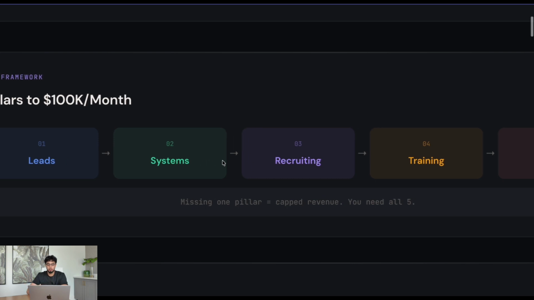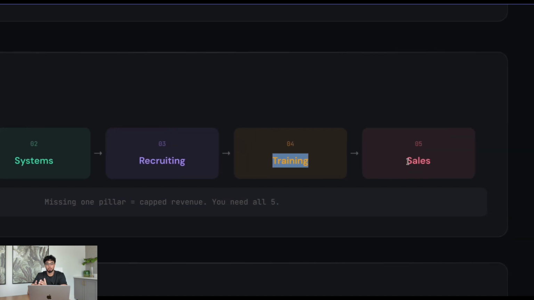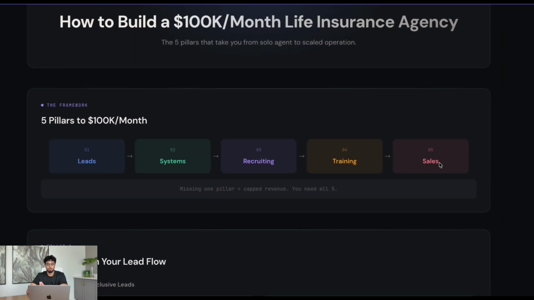We're gonna go into recruiting, how to actually get your first downline, how to recruit and build a team under you, and how to actually manage them with training, how to actually train your team, how to make sure they're as good as you at closing, so you can effectively scale to $100,000 a month. And lastly, sales that goes into training. How to make sure you're making the most out of the leads that you are acquiring and the customers that you are acquiring. We need to make sure all of these 5 pillars are dialed in to make sure you can actually scale to $100,000 a month.